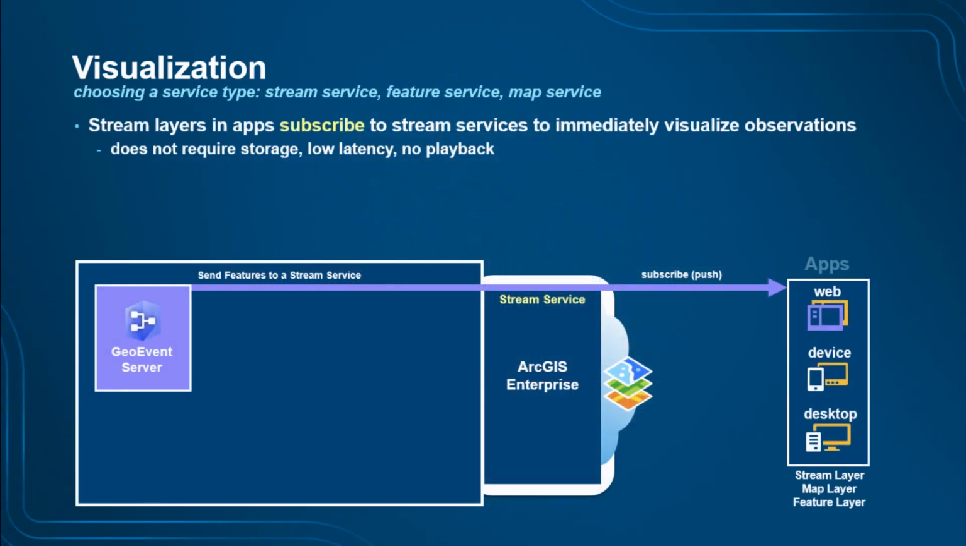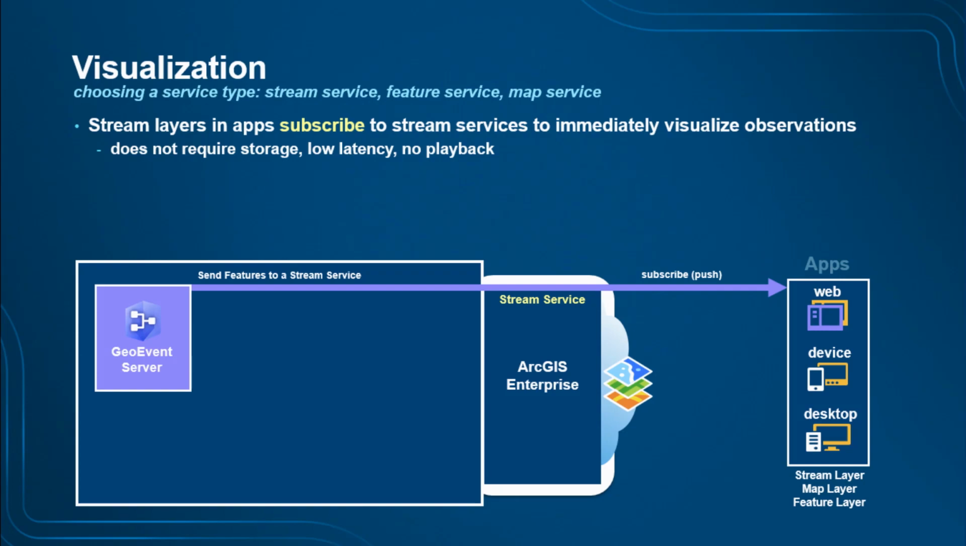The first thing is that there are a couple key differences between the way stream services work and the way feature services work. So stream layers are a JavaScript implementation, and for that reason, they work only in web applications that are based on the JavaScript API.